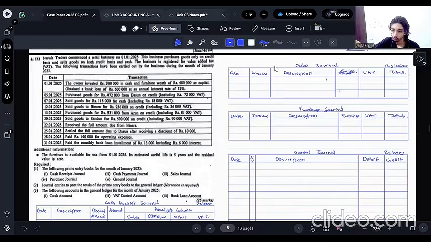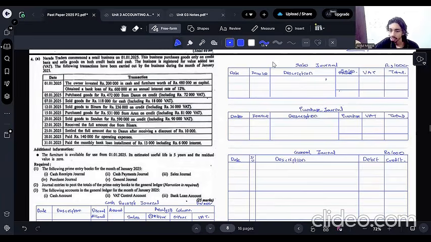So next, the fourth question. Question number 4A, prime entry book. Narada Traders commenced the retail business on 1st of January 2025. This business purchases goods only on credit basis and sells goods on both credit basis and cash basis. The business is registered for VAT. The following transactions have been carried out by the business during the month of January.